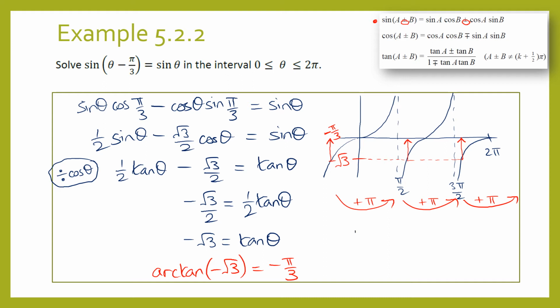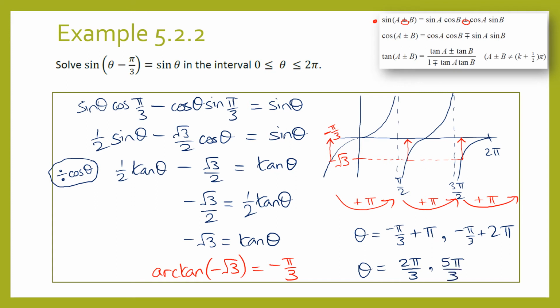So my solutions in the interval for this question, 0 to 2 pi, are going to be, well, the calculator value plus pi, which will give me this one, and also the calculator value plus 2 pi, which will give me this one. So we've got minus pi over 3 plus 1 pi, minus pi over 3 plus 2 pi, which gives us 2/3 pi, and 5/3 pi as well.